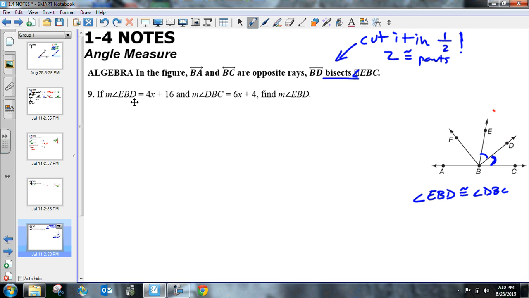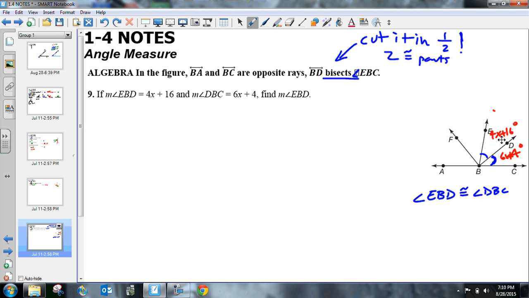And so then it asks us this. It says, if the measure of EBD has this value of 4x plus 16, and DBC has 6x plus 4, find the measure of angle EBD. So here's what I'm going to do. I'm going to call this 4x plus 16, and I'm going to call this over here 6x plus 4. Okay, and these are measured in degrees. If I were to have a value for x, and it'll work for both of them, I'll get the same measure of degrees.